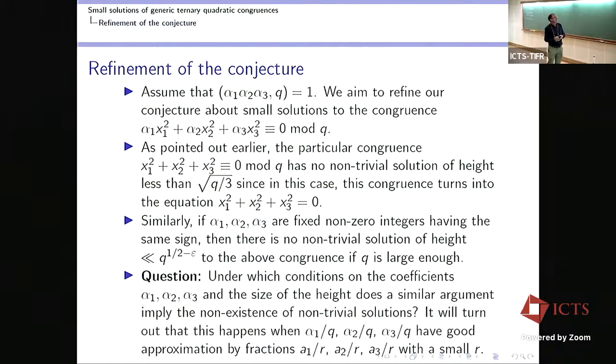But so can we formulate more general conditions on the coefficients under which we cannot get very small solutions, much smaller than q to the 1/2. And it turns out, yes, we can. That's the case when these ratios, alpha i divided by q, can be approximated closely enough by rational numbers with a small denominator, simultaneously by a_i divided by r, with a small r. Okay, I show you the argument.